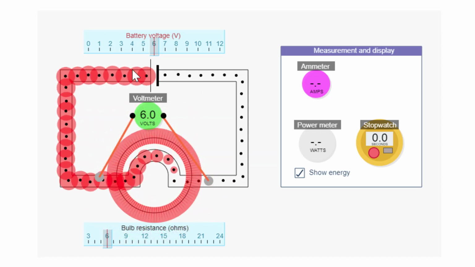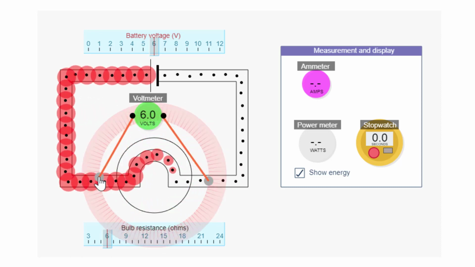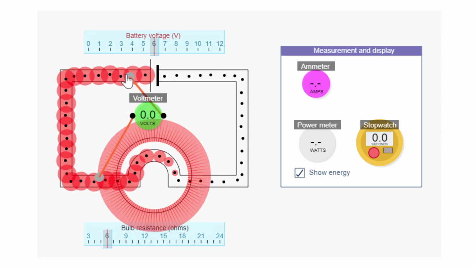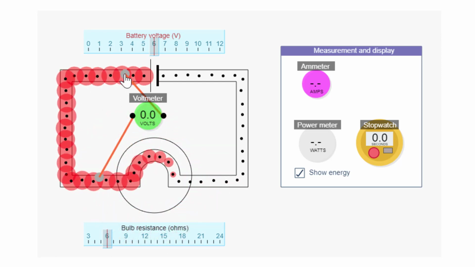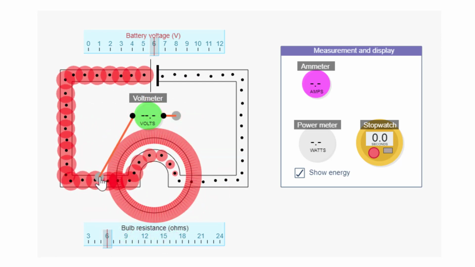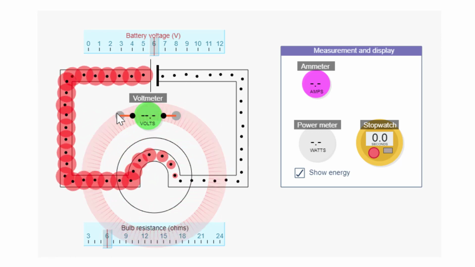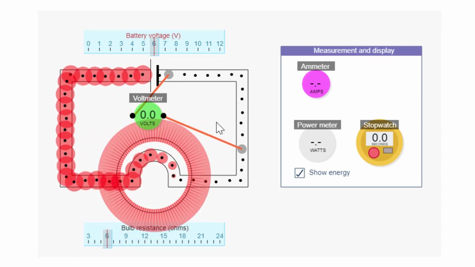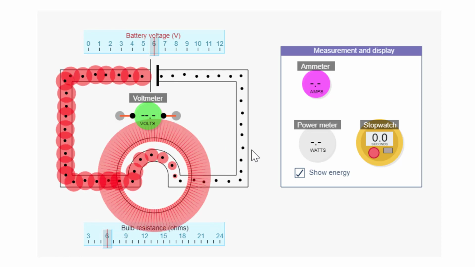What do you think the PD across the wire is between here and here? Well, this is 6 volts, and this is also 6 volts. So the potential difference between 6 and 6 is 0. So there we go, it measures 0 volts. Equally, the potential difference between, for example, this point and this point is the difference between 0 volts and 0 volts, and the difference between 0 and 0 is 0. There we go, so that's 0 volts as well.